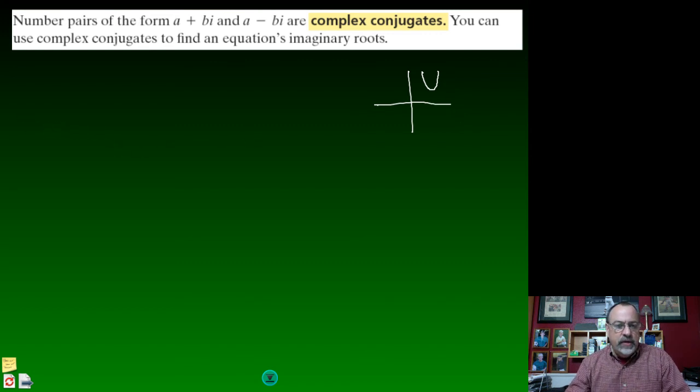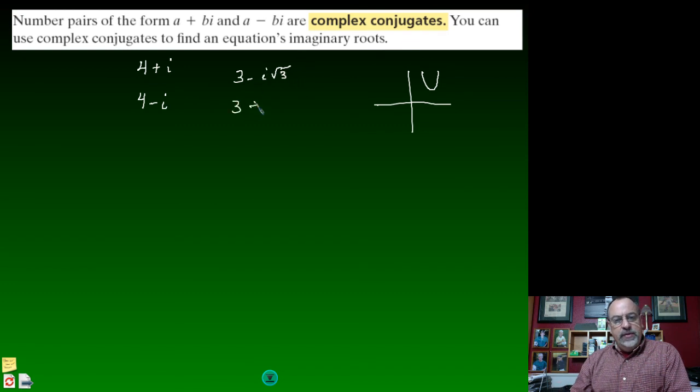And the imaginary root theorem says that these also come in pairs. So if 4 plus i is a root of the function, then 4 minus i must also be a root of the function. So they come in pairs just like the other one. So these always come in pairs. All right, so if 3 minus i square root of 3 is a root, what else would be a root? 3 plus i square root of 3 would be a root because they always come in pairs and their conjugates are always roots.